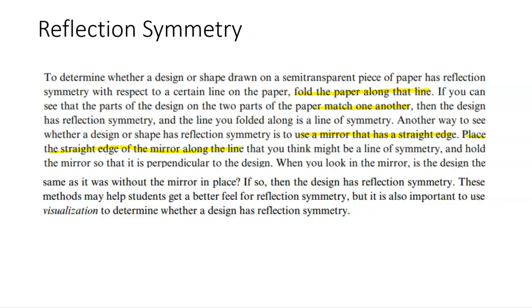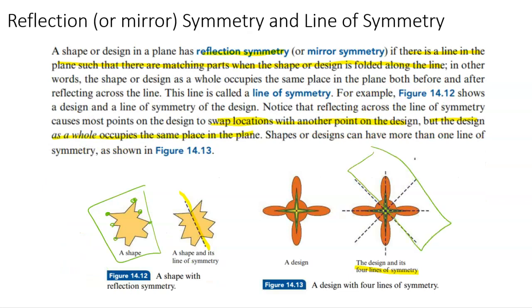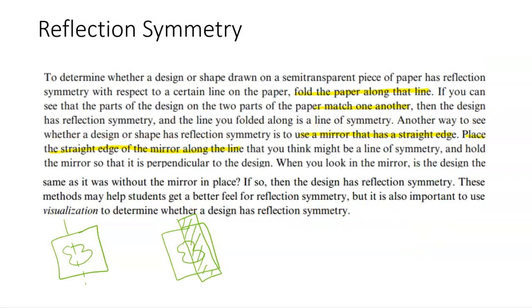So if you have your paper, and let's say you've got this kind of shape here, if you were to fold it and it would land back on itself, you would see that it has symmetry. Instead, if you had this shape and you placed a mirror, that's your mirror, and you see back the exact image on the other side, you could say, hey, that has reflection symmetry, and that's the line of symmetry. You can also move that mirror around in different spaces. You could place a mirror here, here, here, or there, and those are all the different lines of symmetry.